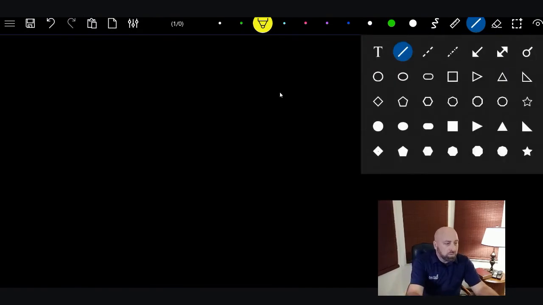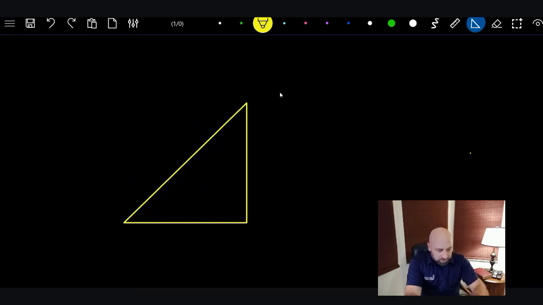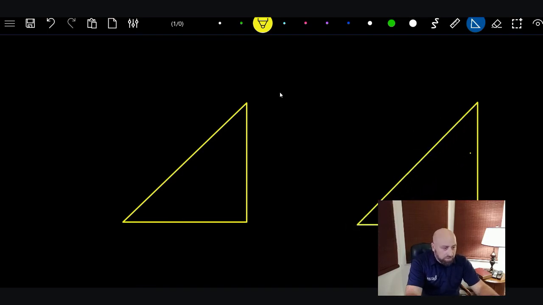Theorem number 12 says, two right triangles are congruent if the hypotenuse and a leg of one are equal respectively to the hypotenuse and a leg of another right triangle. So, what are we talking about here? Well, let's go ahead and look at this. What happens if we take a right triangle, and I'll put one like this, and then we have another right triangle over here.